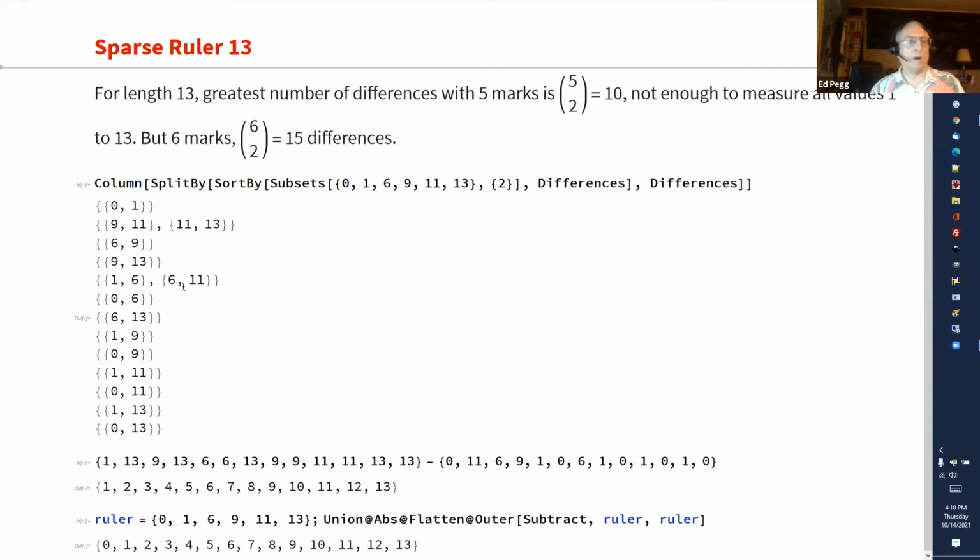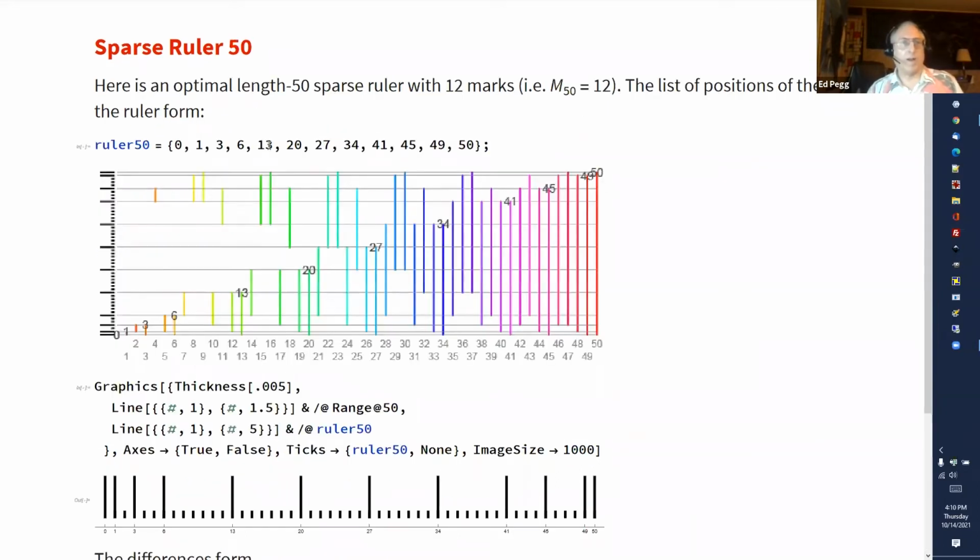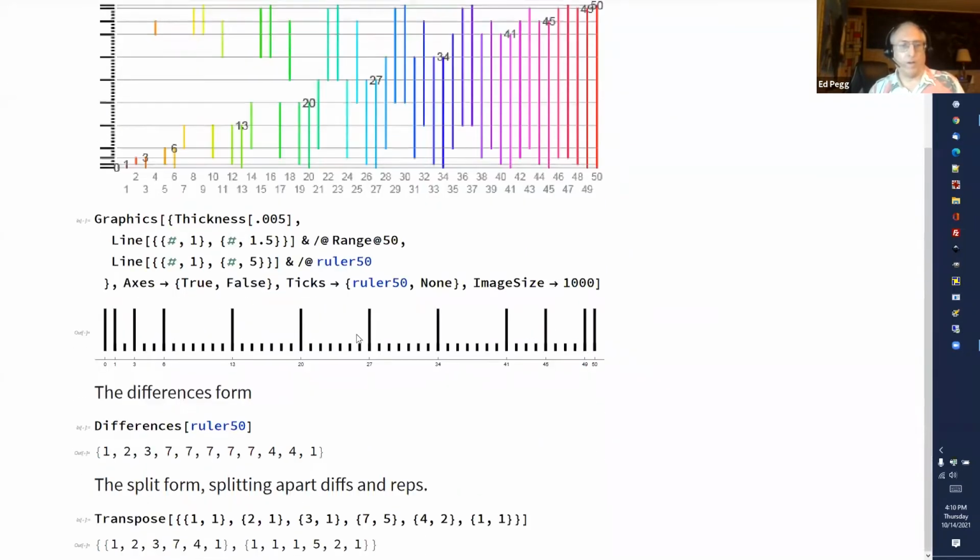And there are 2 items that get repeated in this list. So here are various ways of showing that this ruler, 0 to 13, meets all the values 1 to 13. Here's a longer one for length 50, and any 2 values will give some number 1 to 50, and here are all the various ways of doing it. Here's a way of showing it.